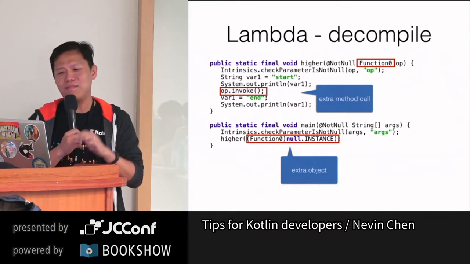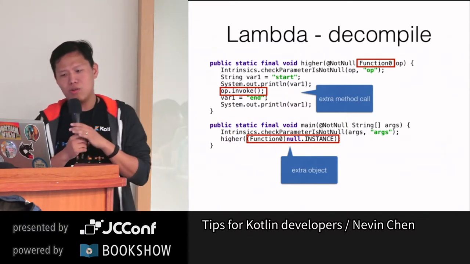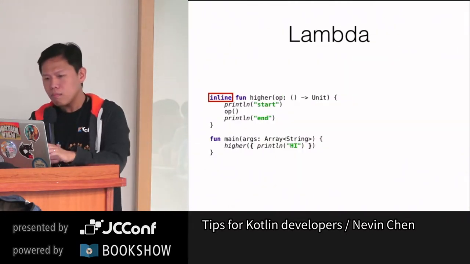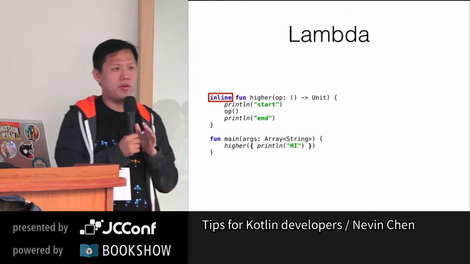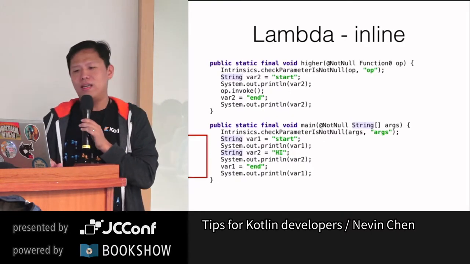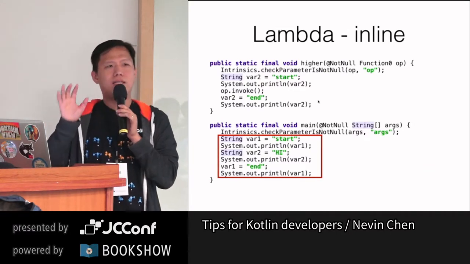Oh, this is a comparison about that. But what we're talking about here is if you use lambda, you have an extra object, an anonymous class, and an extra method call. What we can do is use the inline keyword. If we use the inline keyword, the magic will happen. On the caller side, the code will change.